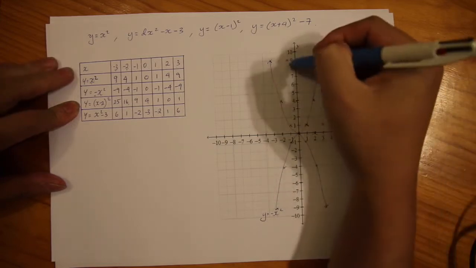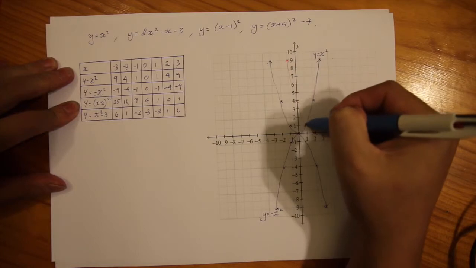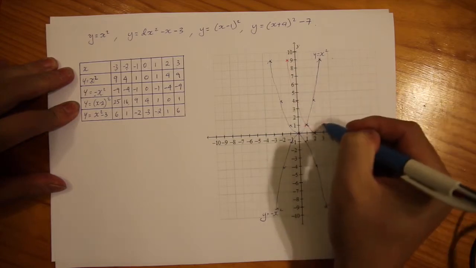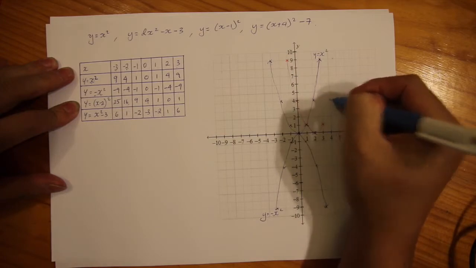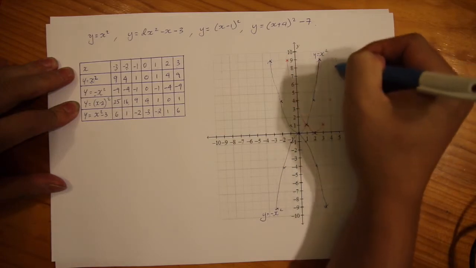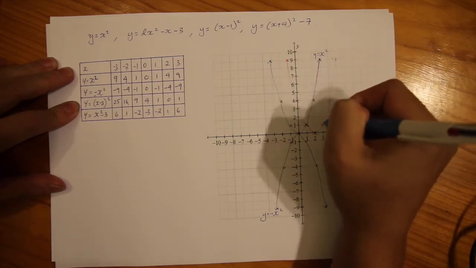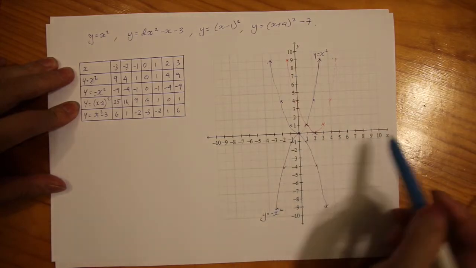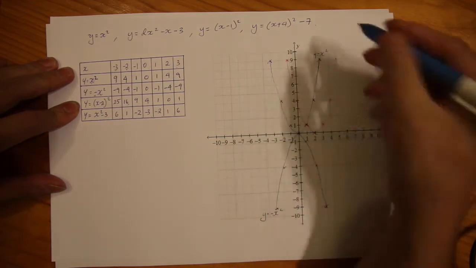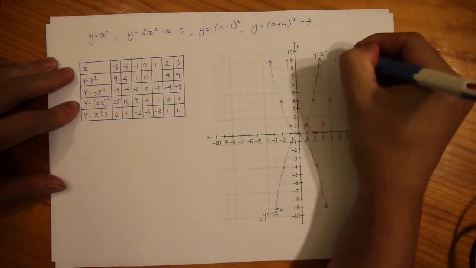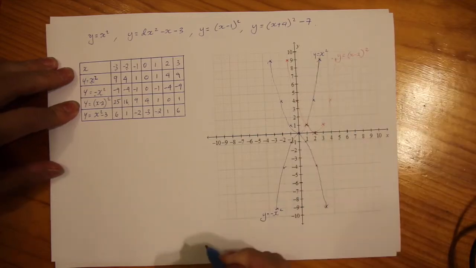So what we can do here is join the dots and make a nice curve. I'm actually going to add these points in and just make a dotted line to show where this parabola would continue if we continued along the x-axis. So this one is going to be y equals (x minus 2) squared.